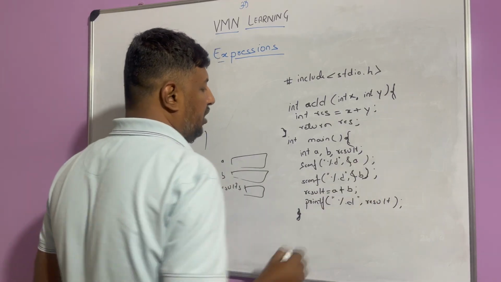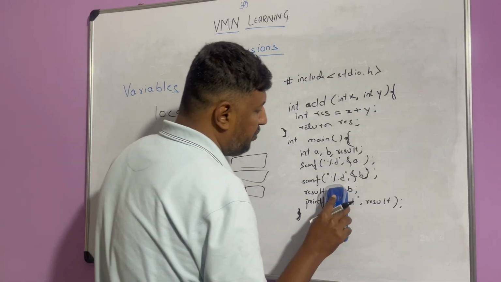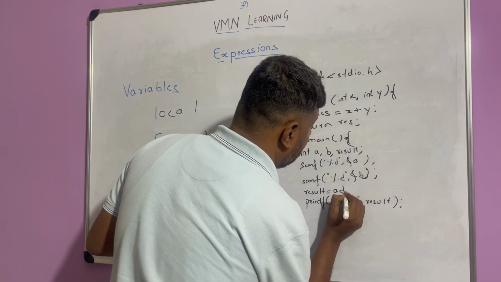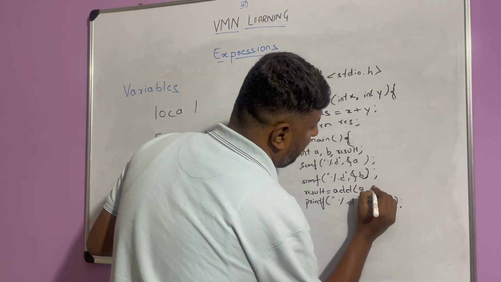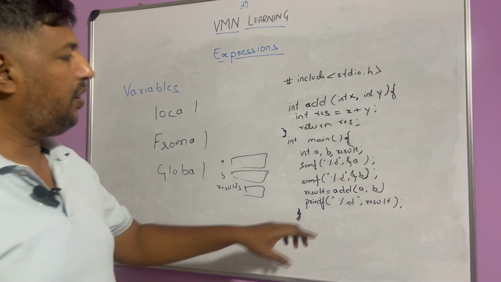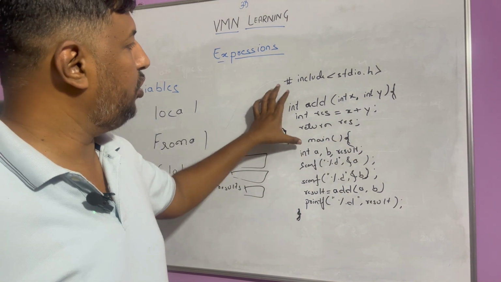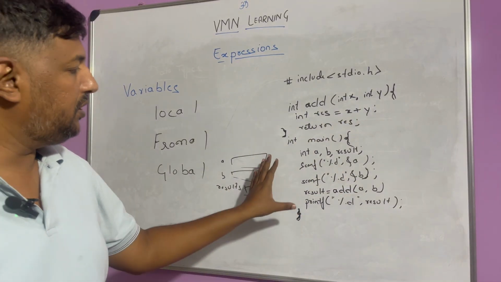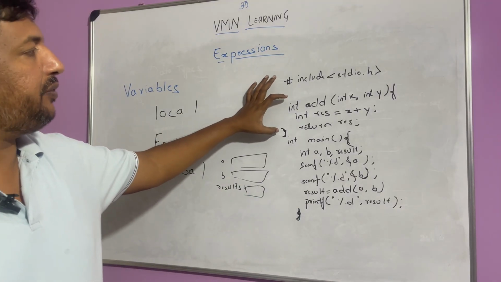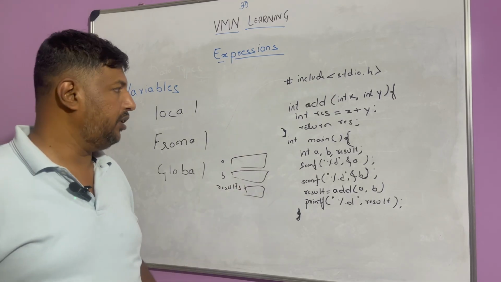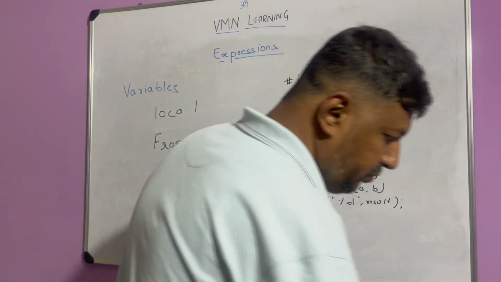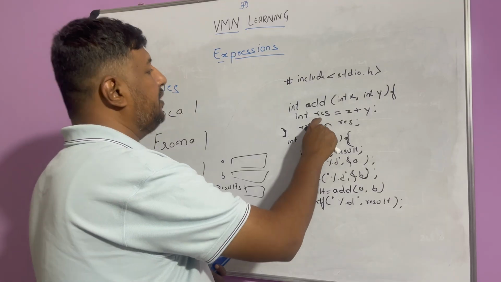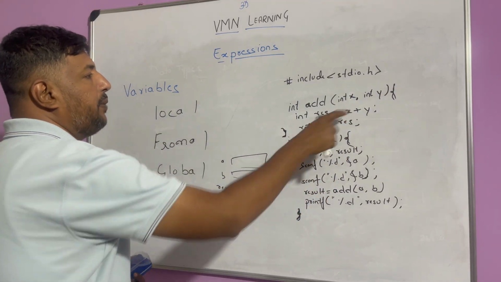So here, instead of result equal to a plus b, I can call this function add(a, b). You have to make sure that you are passing integer to integer. This is how functions are called if I create a separate function. And here this result is a local variable within this function's curly brackets.